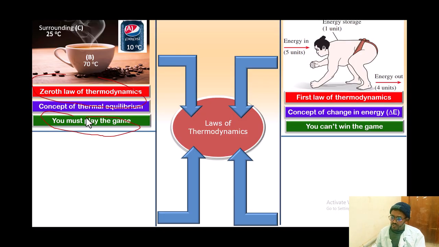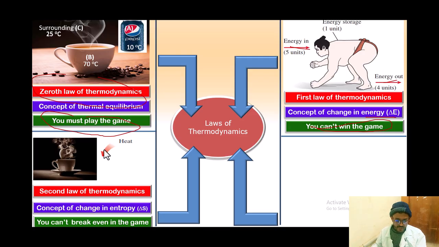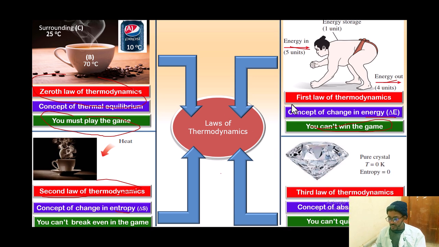And we also have the First Law of Thermodynamics, the concept of change in energy. You can win the game. Energy in, there is energy out. There are always laws, right? And another one is the Second Law of Thermodynamics. This one is all about the concept of change in entropy. You can break even in the game. And the Third Law of Thermodynamics, the concept of absolute entropy. You can't quit the game. So we will see this in detail on the next slides.